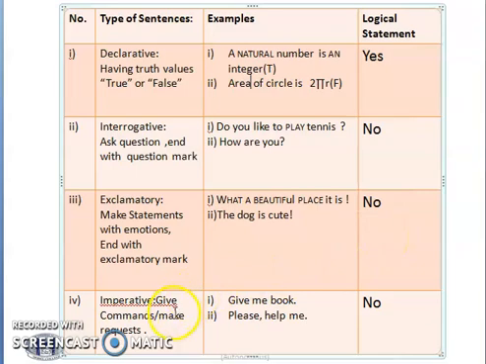Fourth one, imperative sentence. In these sentences, they give commands or requests. For example, give me the book, please help me. So this is not a part of logical statements. So everywhere, only the declarative sentence is a logical statement.